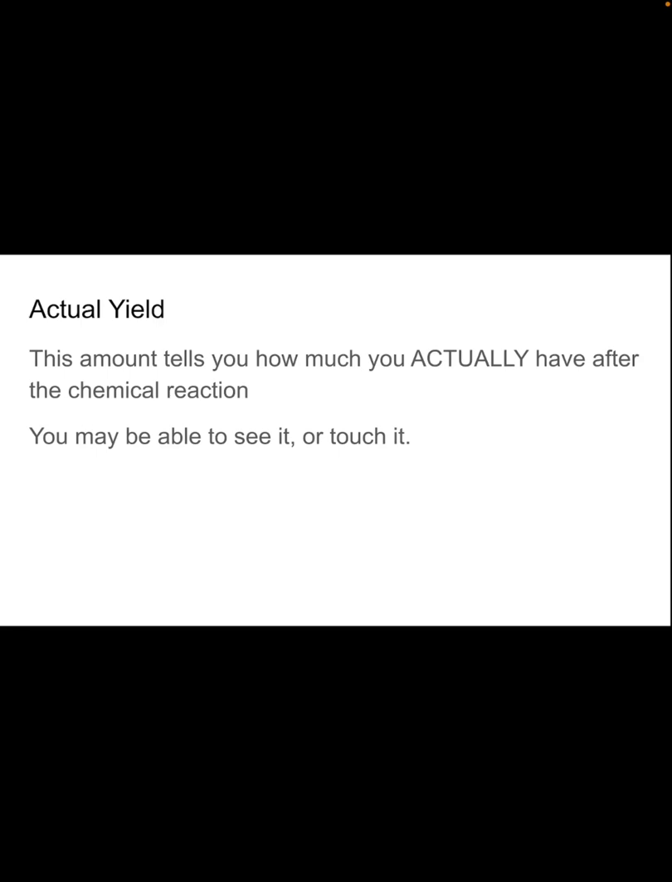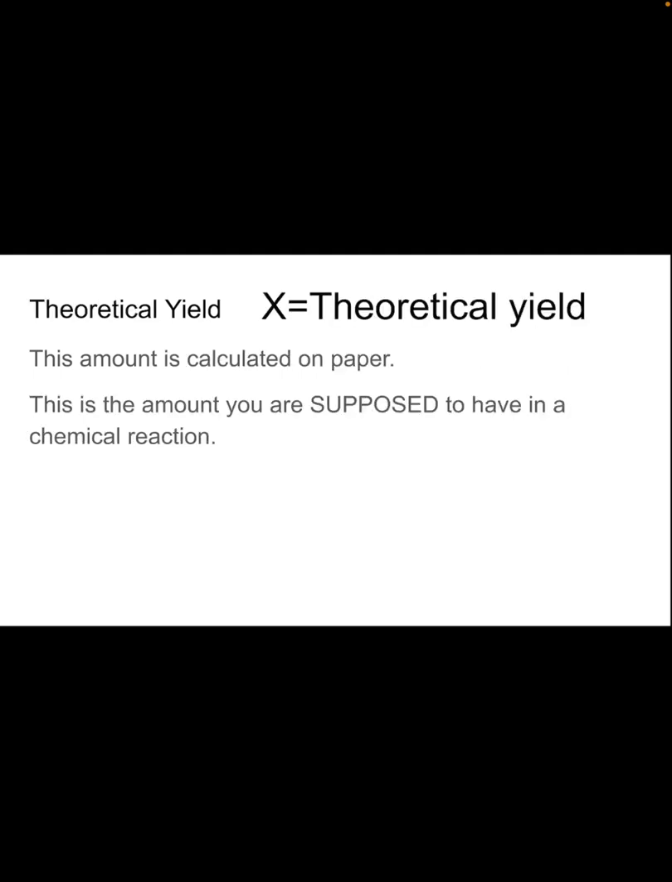The actual yield tells you how much you actually have after the chemical reaction. This is something you can see or something you can touch. And then we have theoretical yield. Again, this is like X, what you're solving for. It's calculated on paper. This is the amount you're supposed to have in a chemical reaction based on the math or the stoichiometry that you do.